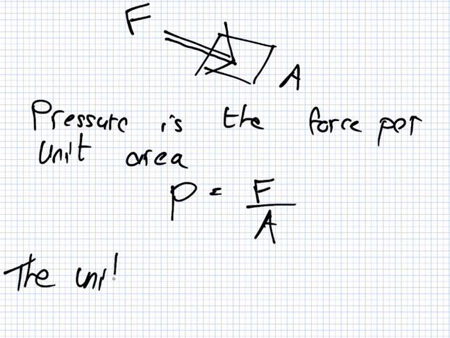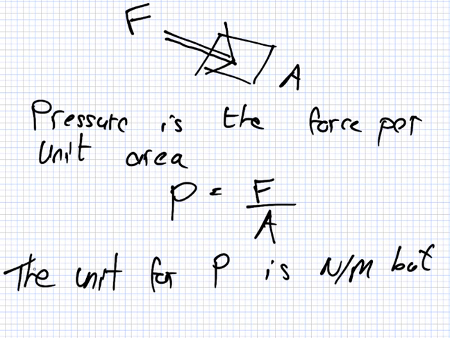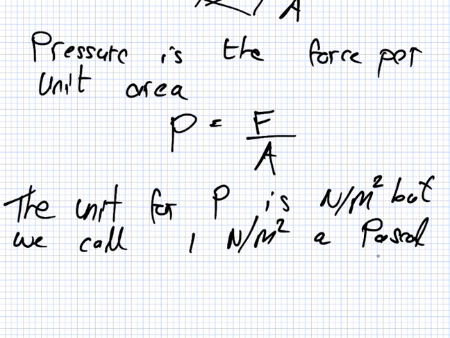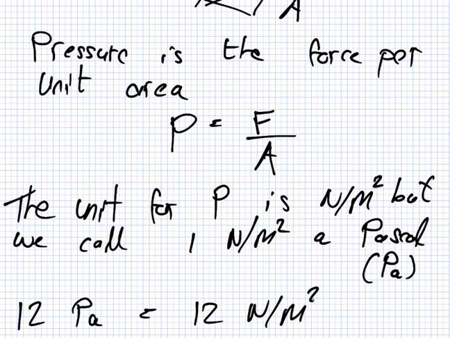What's the unit for pressure? Yeah, the unit for pressure is newtons per meter squared, and we call 1 newton per meter squared a Pascal, or Pa for short. So for example, 12 Pa would be 12 newtons per meter squared.